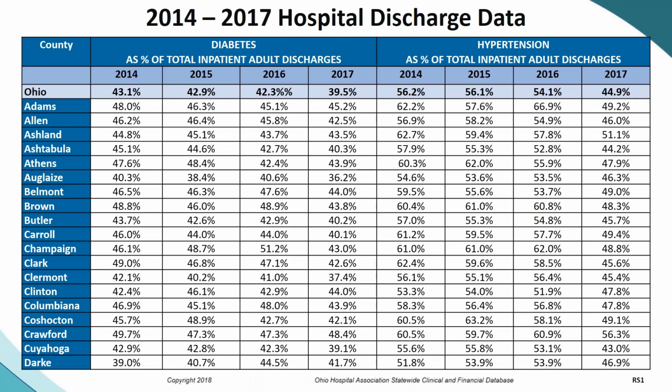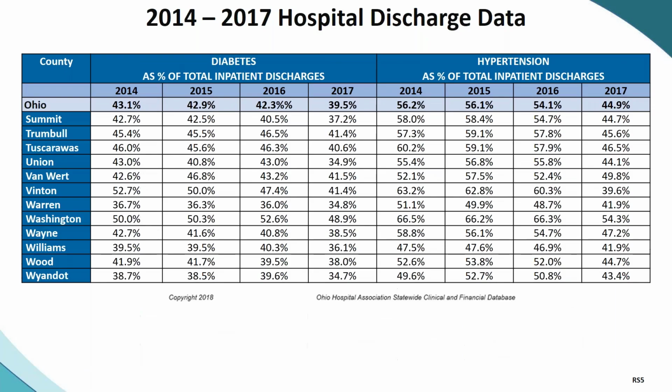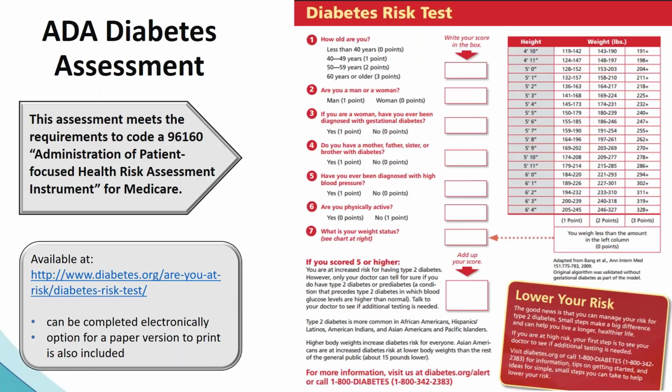We put in the statistics for every county in the state for diabetes and hypertension discharge data over the length of the grant, as I said, provided through the Ohio Hospital Association. So every county is listed. Then the next area is the American Diabetes Association Diabetes Assessment Form, which, if you are not using, I would highly encourage you to use. It helps you establish who are at-risk patients for prediabetes that you can then spend a little more time on and hopefully get referred to a DPP program.